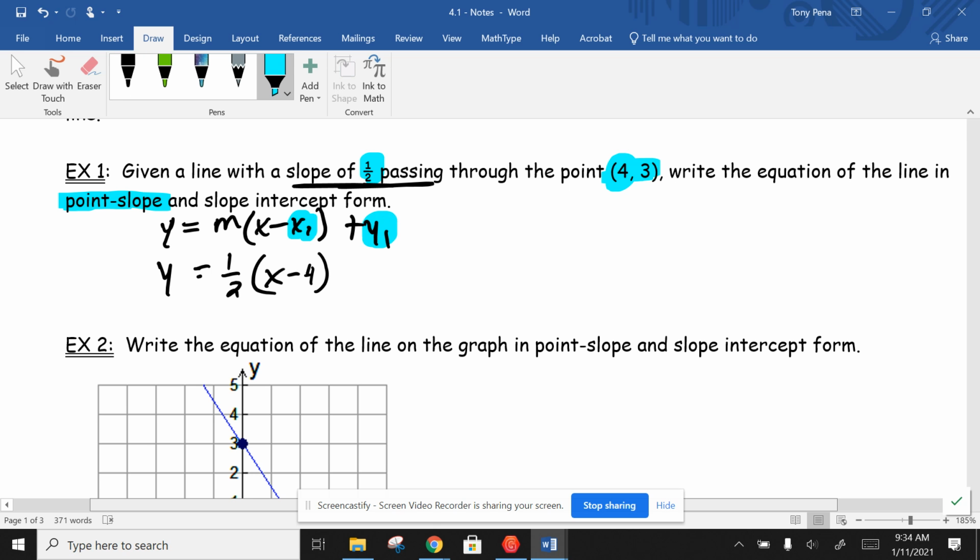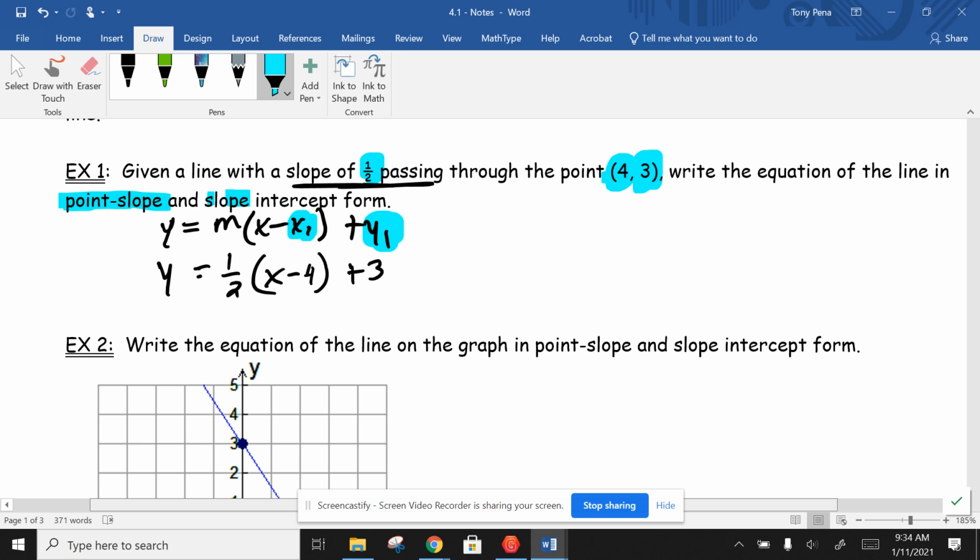And then this y sub 1 means you go to your point. In this case, your y coordinate at that point is a 3, so you slot the 3 in, and that's your point slope form. If I just ask you to write point slope form, that's your answer. That would be a legitimate answer. You don't have to simplify. You don't have to do anything with it.